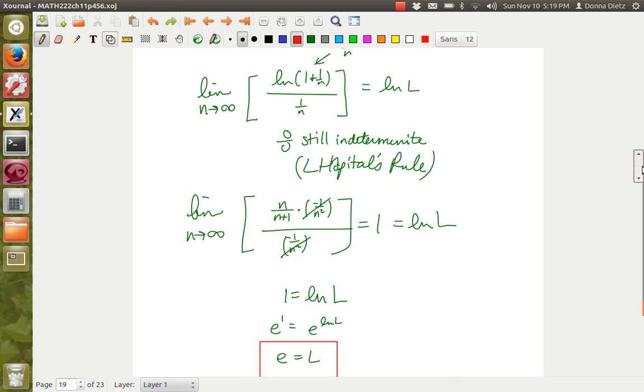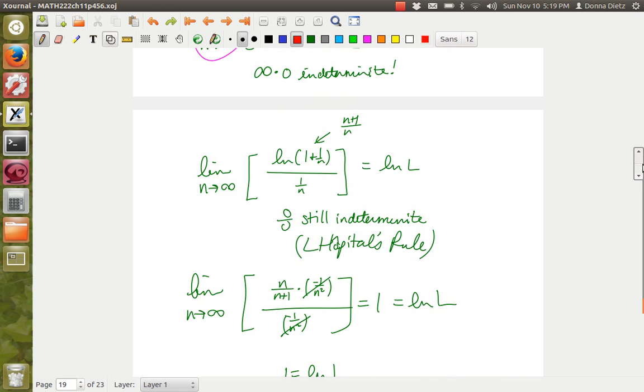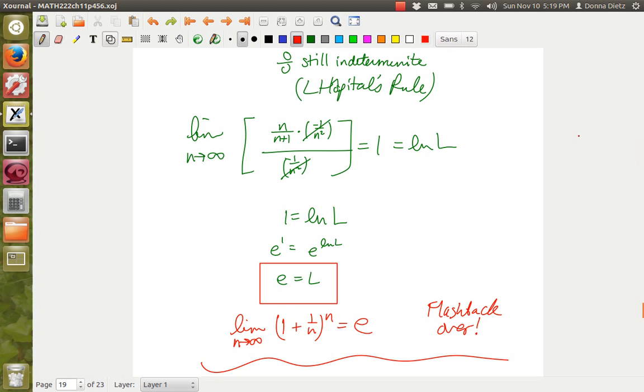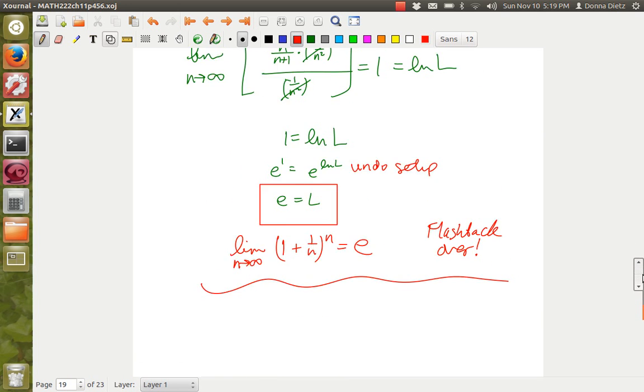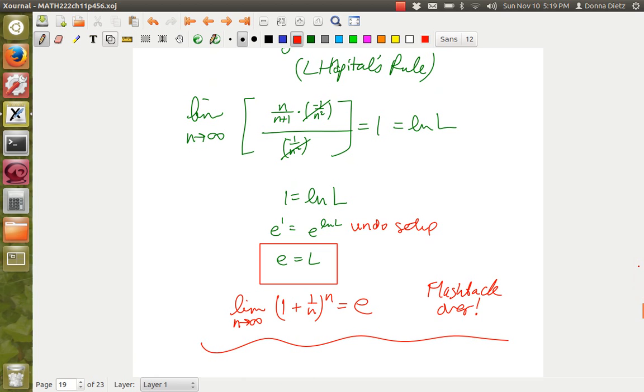We just use it once or twice, I forget. I guess once works, and then you work all this stuff out, and this limit goes to 1, and you think, okay, the limit's 1. No, remember we took the natural log of both sides. So you say, aha, 1 is the natural log of L, so then you take e to the power of both sides. This is to undo our setup step. Up here we did this setup, so now we have to undo it down here. And then that makes sense. That limit has to go to e. Okay, so flashback is over.